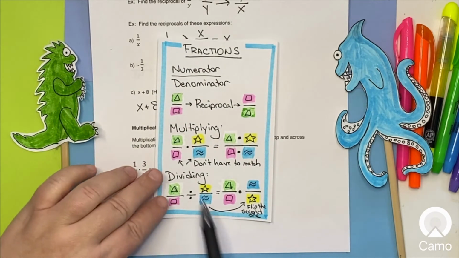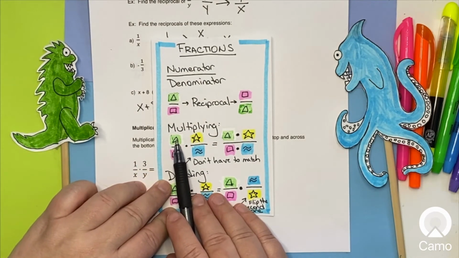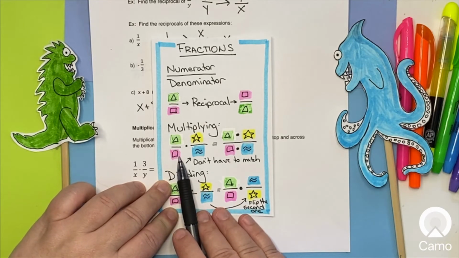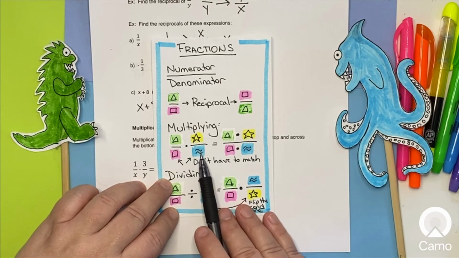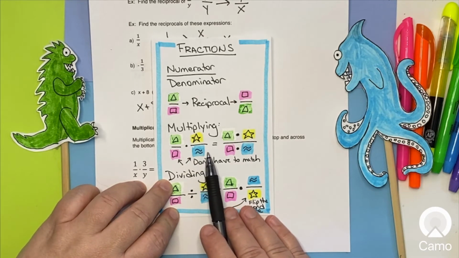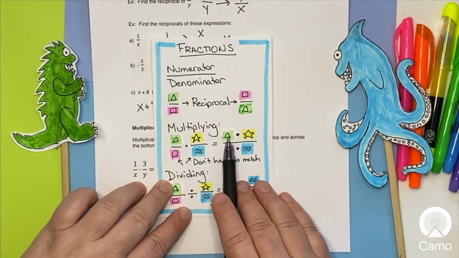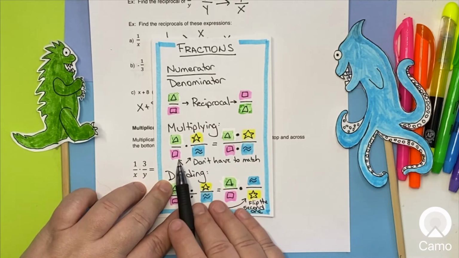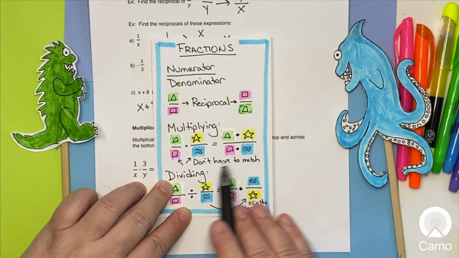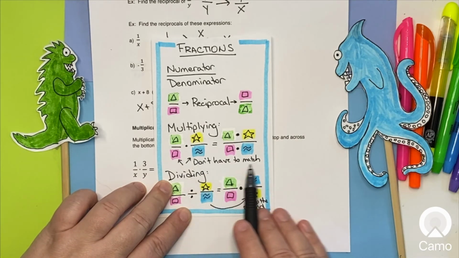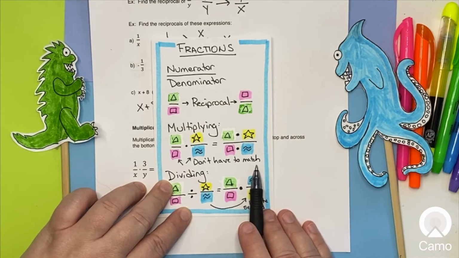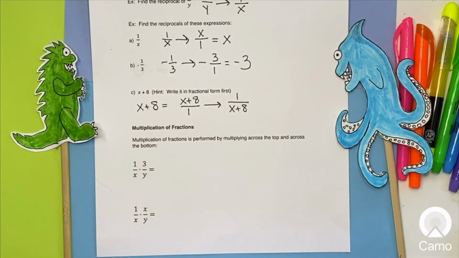Everyone just has the best time. So if I'm going to multiply green triangle over pink square times yellow star over blue wiggly waves, then notice that I multiply across the top. I get green times yellow on top and pink times blue on the bottom. And the two denominators don't have to match, which is really amazing. Spoilers, this does not happen all the way through. But with multiplication, you can multiply any two fractions.